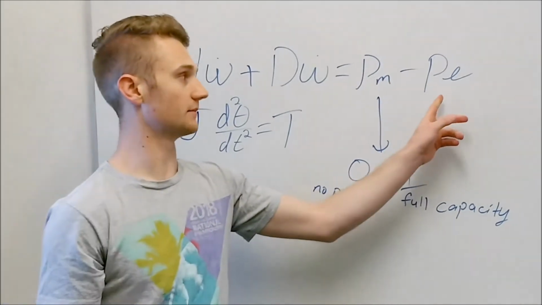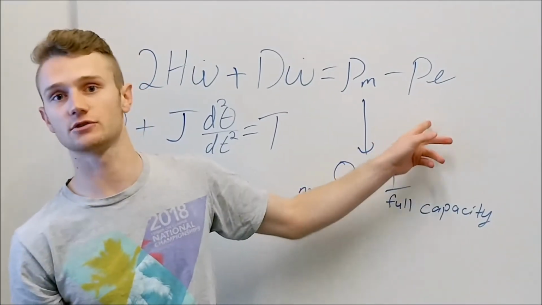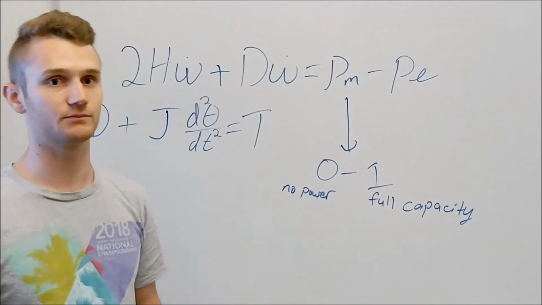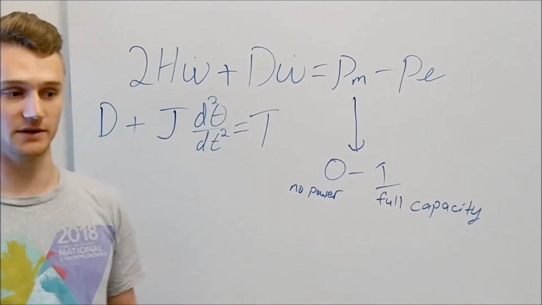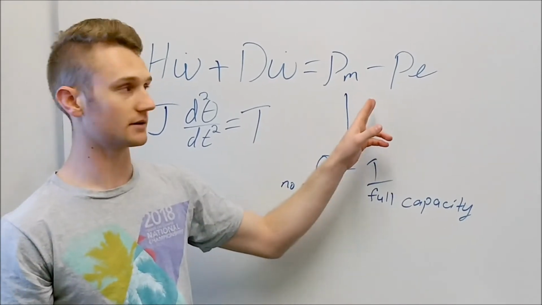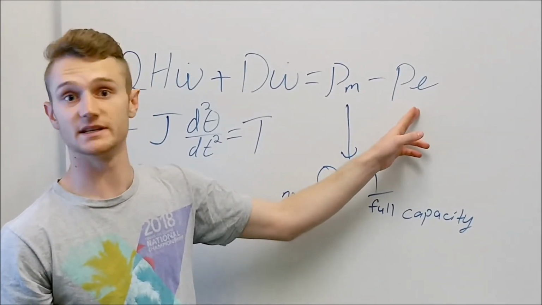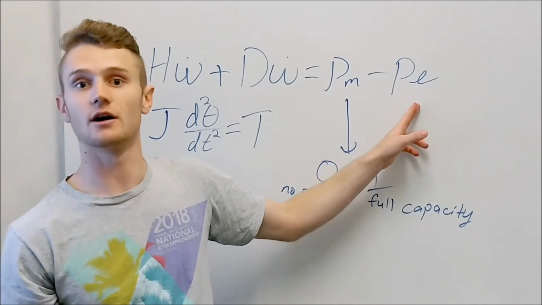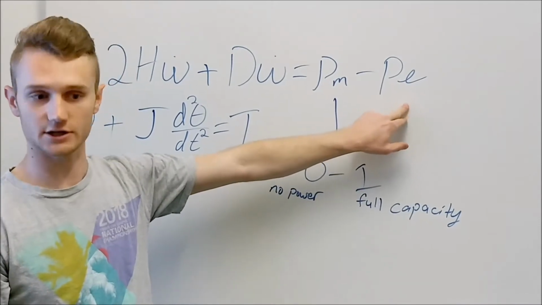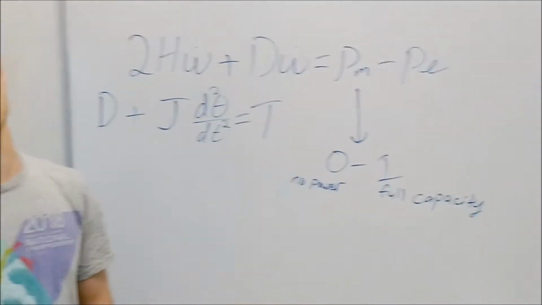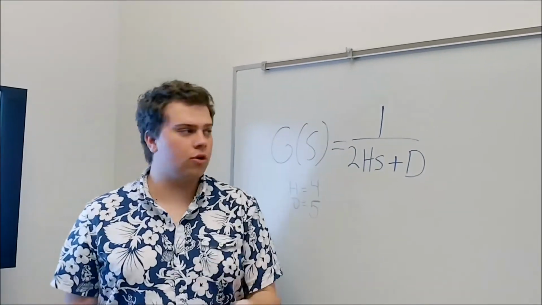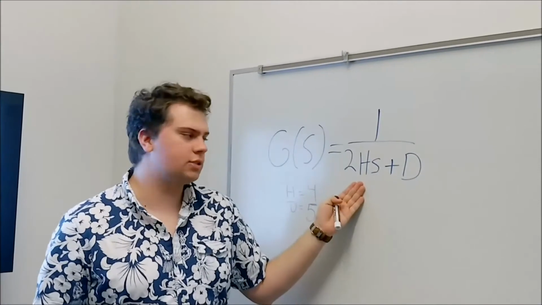And this PL term is the load power. It's also normalized from 0 to 1 to reflect the total percentage of load that we could possibly be at. In a perfect world, this difference between mechanical power and load power would be 0, and the grid frequency would always be at 60. But in the real world, this load term is always fluctuating, and we need a feedback control system to cope with that.